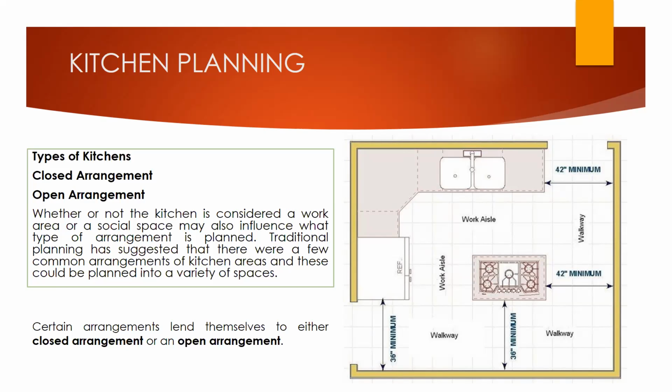And we'll talk about this now. Whether or not the kitchen is considered a work area or a social space may also influence what type of arrangement is planned. Traditional planning has suggested that there were a few common arrangements of kitchen areas, and these could be planned into a variety of spaces.